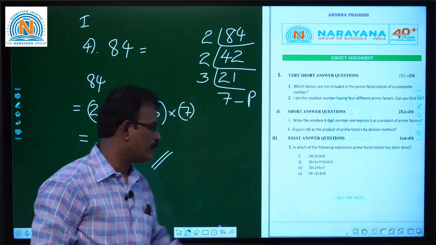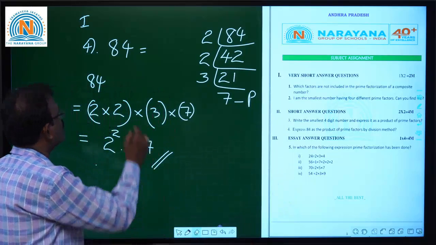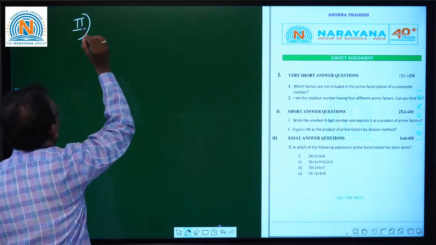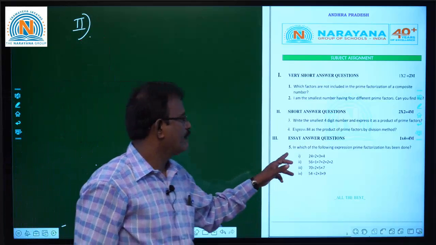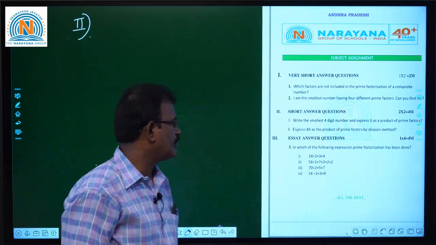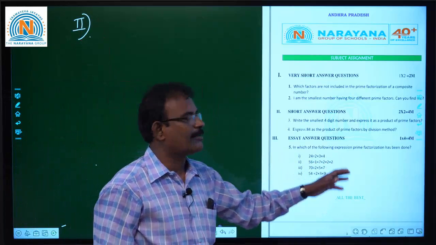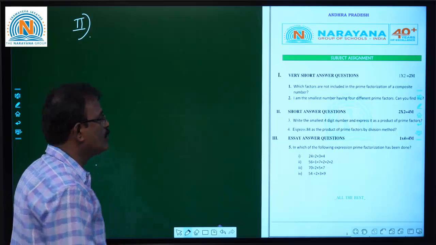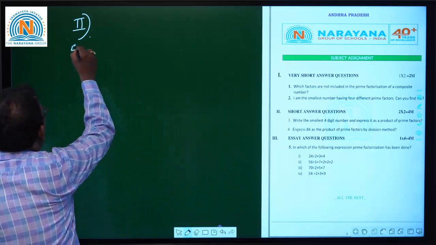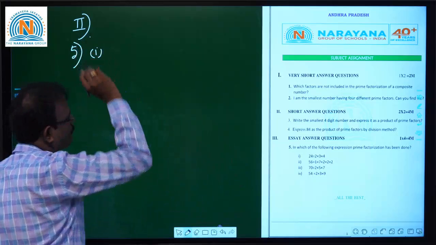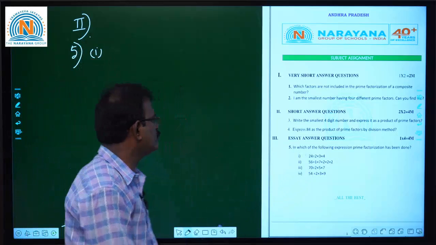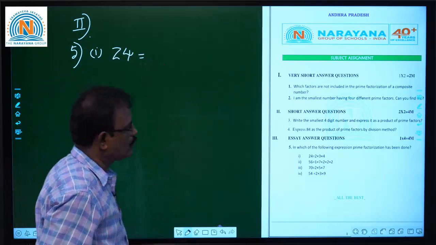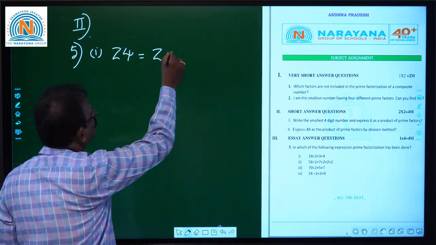And come back to 3rd Roman. In this 3rd Roman, fifth question consisting 4 sums. In which of the following expressions has prime factorization been done properly? So what is the first one of the 5th question? 24 is equal to 2 into 3 into 4.